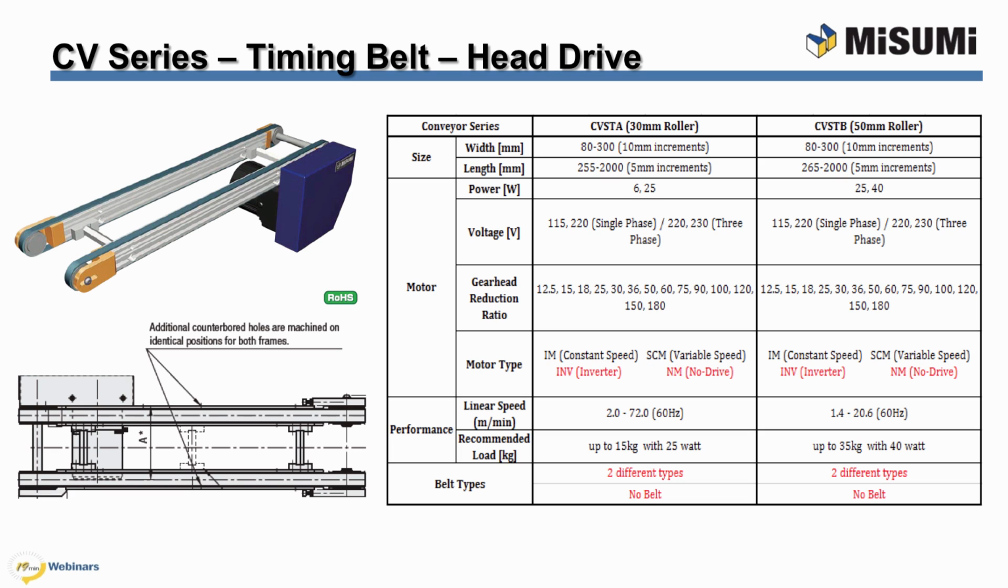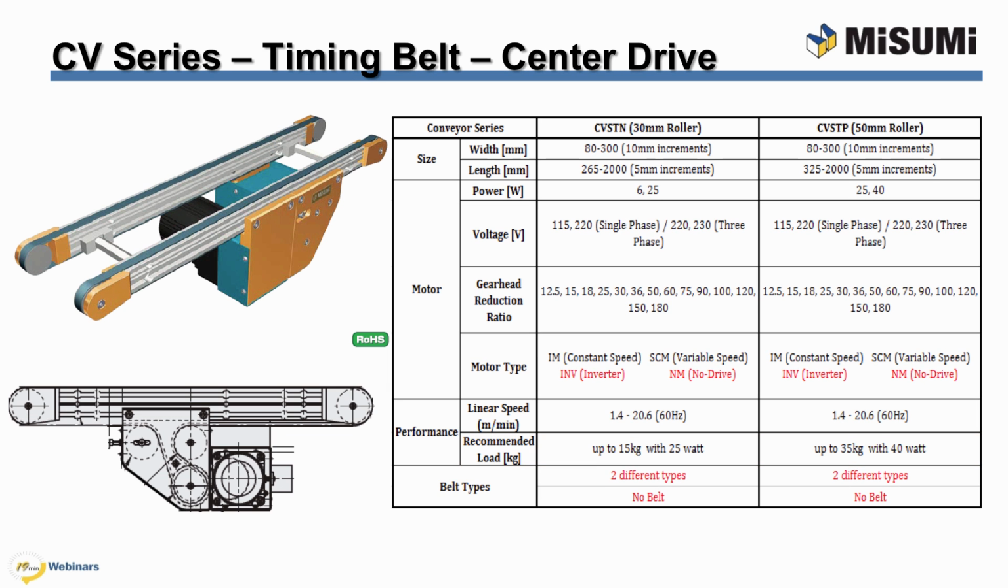CVSTA and CVSTB are timing belt head drive type conveyors. Recommended load is 15 kilograms with 25 watt and 35 kilograms with a 40 watt motor. CVSTN and CVSTP has the same exact specification as the CVSTA and CVSTB, except it's a center drive instead of a head drive version. The only difference would be the minimum configurable length. Length is configurable up to 2000 millimeters in 5 millimeter increments.